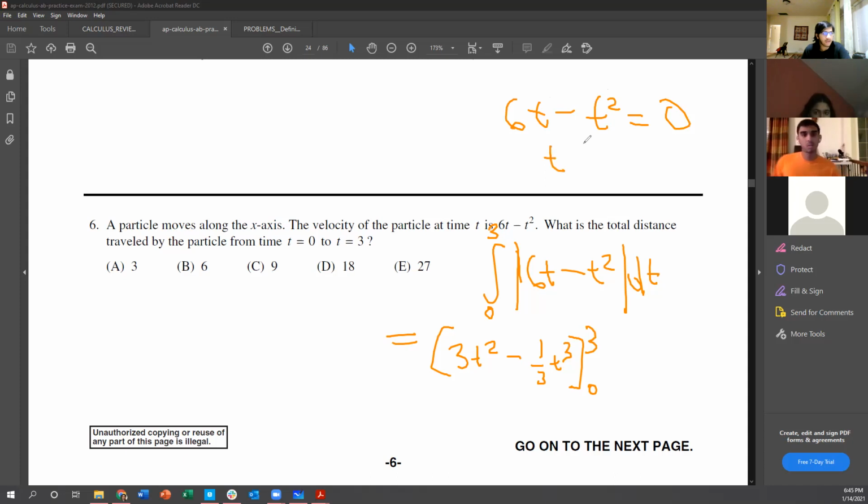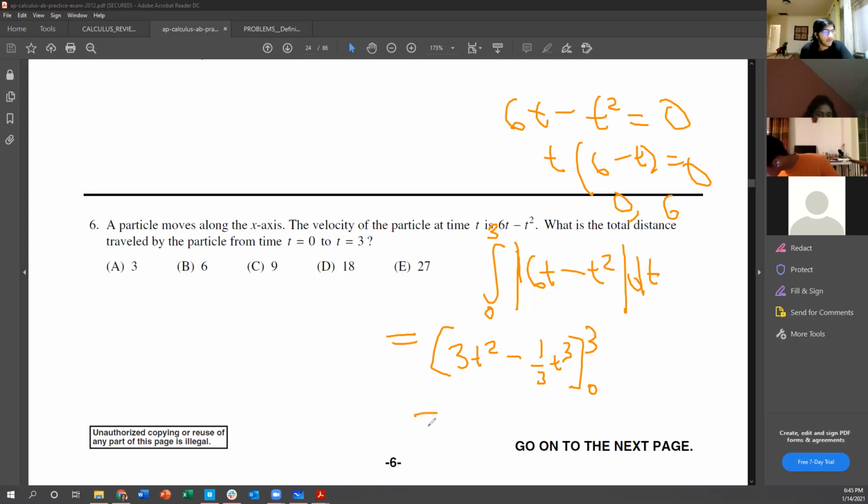If we factor out a t, this will be t times (6 minus t) equals 0. That means the zeros of the function are at 0 and 6. So we don't have to worry about the absolute value when calculating distance, because the only possible values where the sign would shift are at 0 and 6. If we get a negative answer here, that's not a problem, we'll just take the absolute value, because the integral would be negative if the particle happens to be traveling to the left.